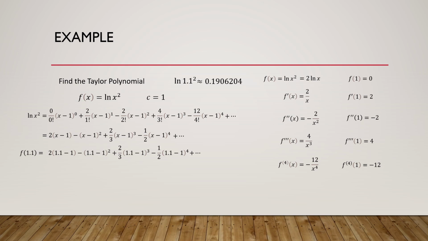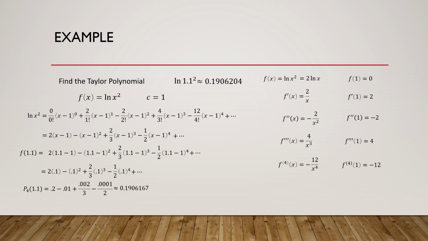This simplifies to 2 times 0.1 minus 0.1 squared plus 2 over 3 times 0.1 cubed minus 1/2 0.1 to the fourth. We simplify again to get a Taylor polynomial in 4 non-zero terms equal to 0.2 minus 0.01 plus 0.002 over 3 minus 0.0001 over 2, or approximately 0.1906167.